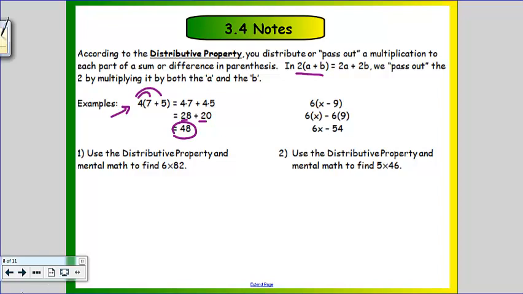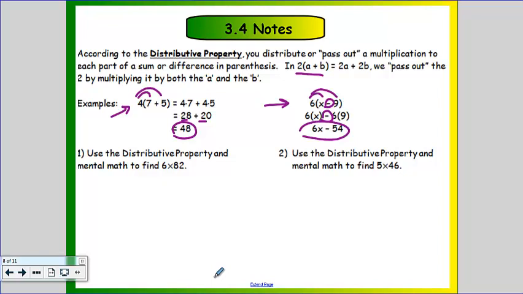In the second example, we have variables. We have 6 times the quantity of x minus 9. So in this example, we're passing out the 6 to both the x and the 9. So we have 6 times x minus 6 times 9. Notice that the symbol in between the x and 9 is subtraction, so we use that same symbol in our answer. So 6 times x is 6x, 6 times 9 is 54. So your final answer is the expression 6x minus 54.